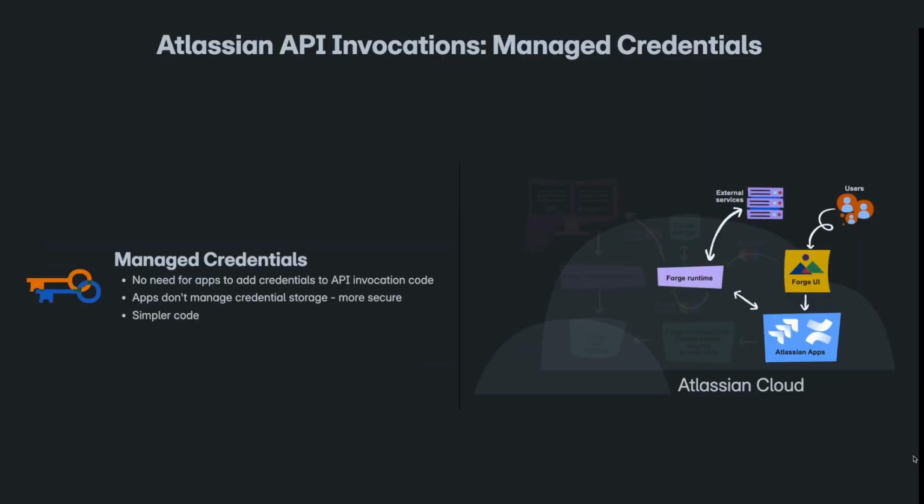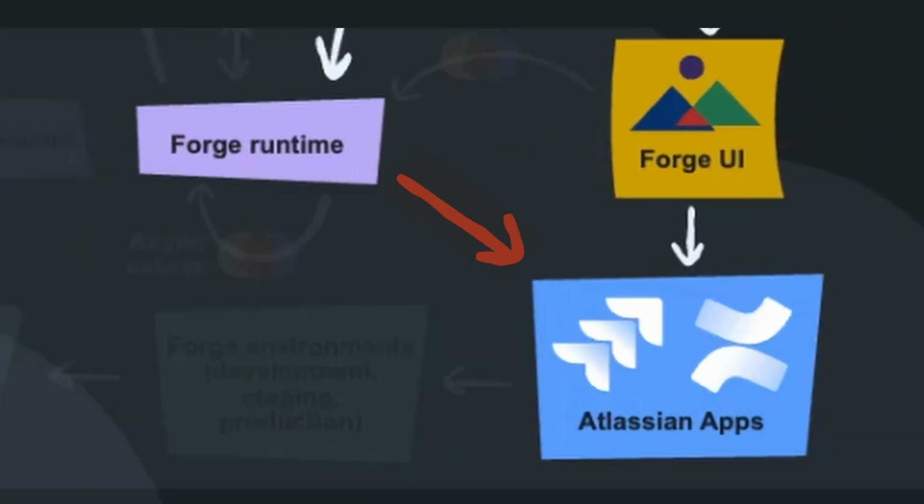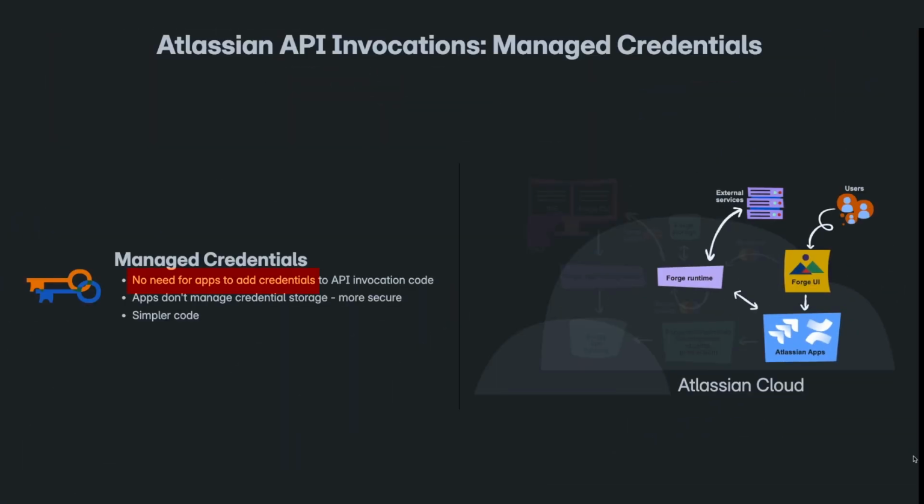Let's take a look at some of the details about how Forge apps can invoke APIs. First, let's discuss the concept of managed credentials. Since Forge takes care of the hosting of apps, it knows when and where apps are active. This means that when a Forge app wants to invoke an Atlassian API, Forge knows which customer instance it is active in, and therefore Forge is able to completely take care of the credentials needed by the app to invoke Atlassian APIs.